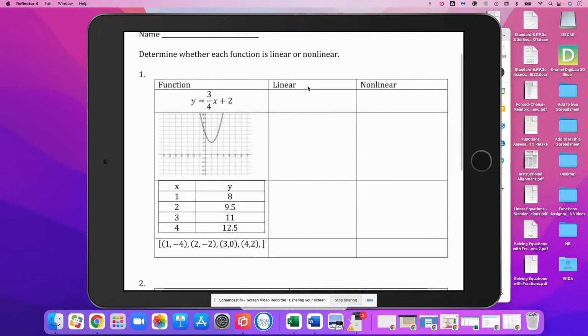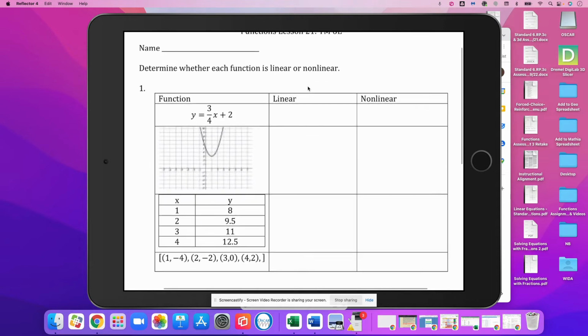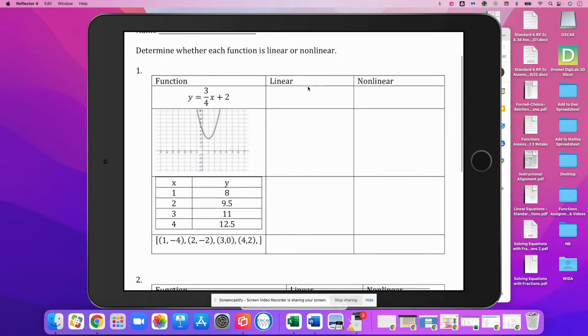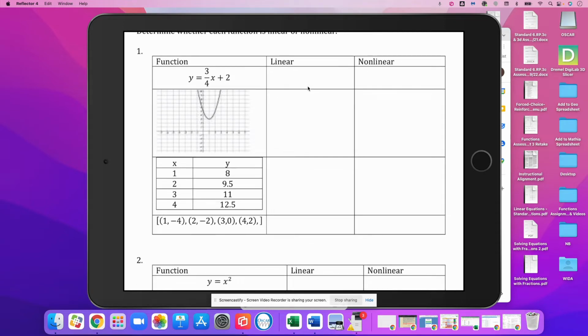Okay, so we are back with lesson 21. And similar to how we did lesson 20, we're going to go through these kind of as the graphs first, then the equations, then the tables and sets. And remember that a table and a set is really the exact same thing. A set is just written out in a line, whereas a table is a table.